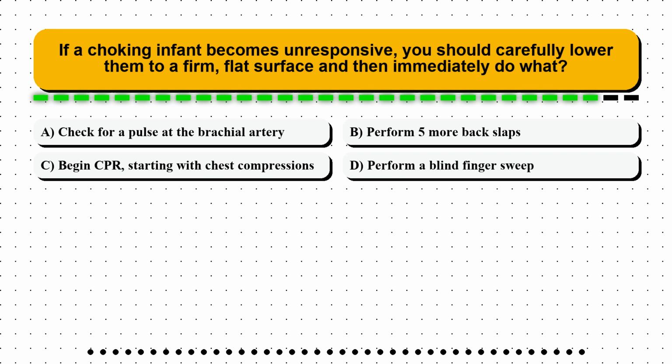Question 11. If a choking infant becomes unresponsive, you should carefully lower them to a firm, flat surface and then immediately do what? Option A. Check for a pulse at the brachial artery. Option B. Perform 5 more back slaps. Option C. Begin CPR, starting with chest compressions. Option D. Perform a blind finger sweep.